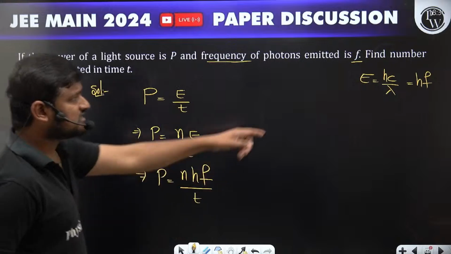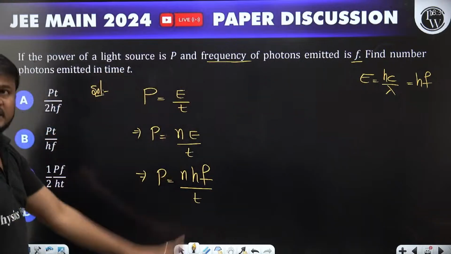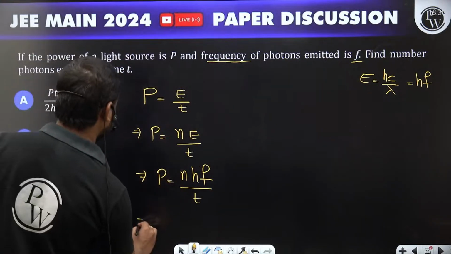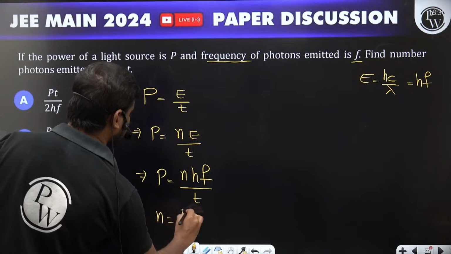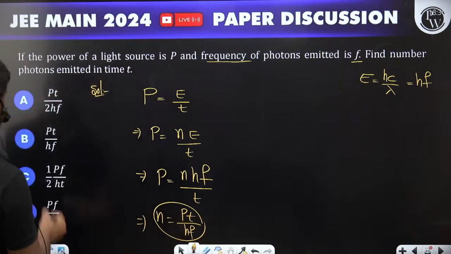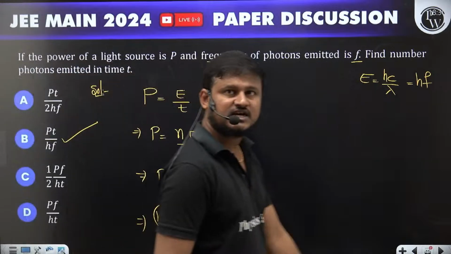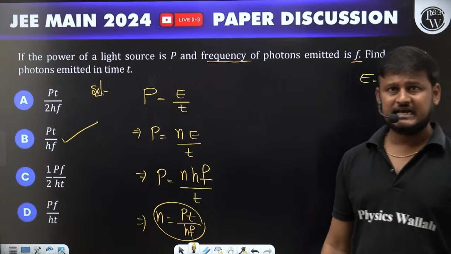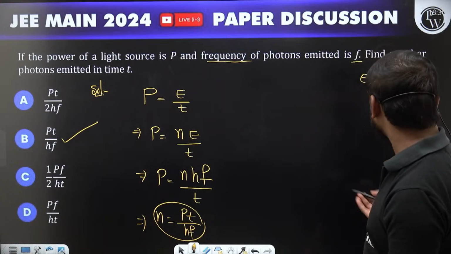Now what are they asking? They are asking to find the number of photons emitted in time t. So I need n. So n will be equal to Pt by hf. n is equal to Pt by hf. Option B is the correct one. Done. Clear, guys? Easy question.